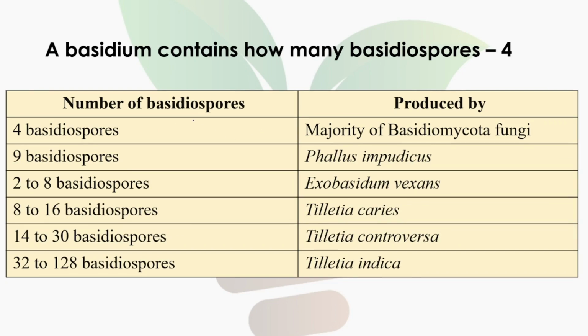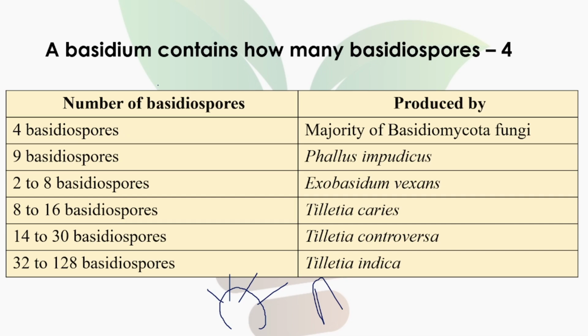Each basidium generally contains how many basidiospores? Each basidium contains 4 basidiospores. In the Ascomycota, however, each ascus contains 8. There are some exceptions. You can take Trichoderma, 16. Neurospora tetrasperma, 4. Like that, there are some exceptions.